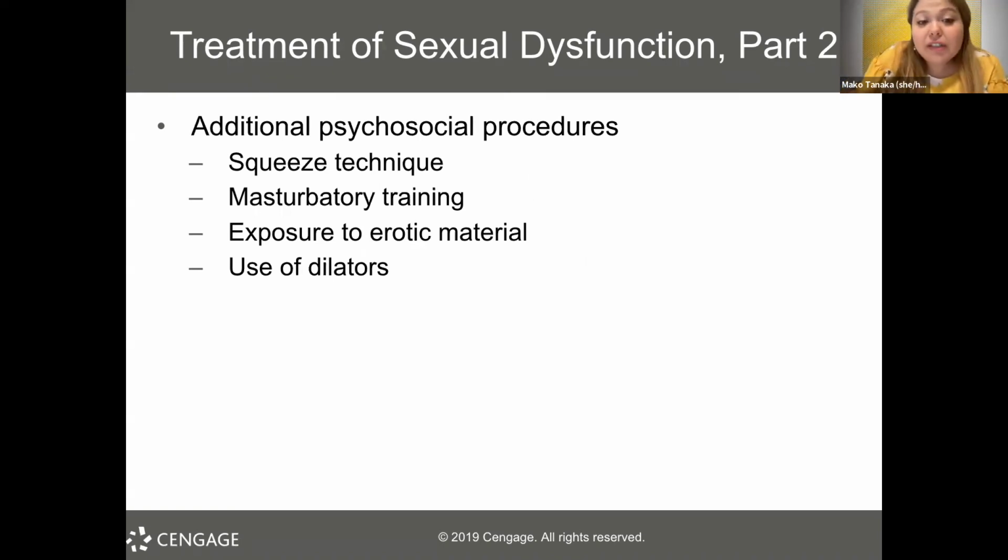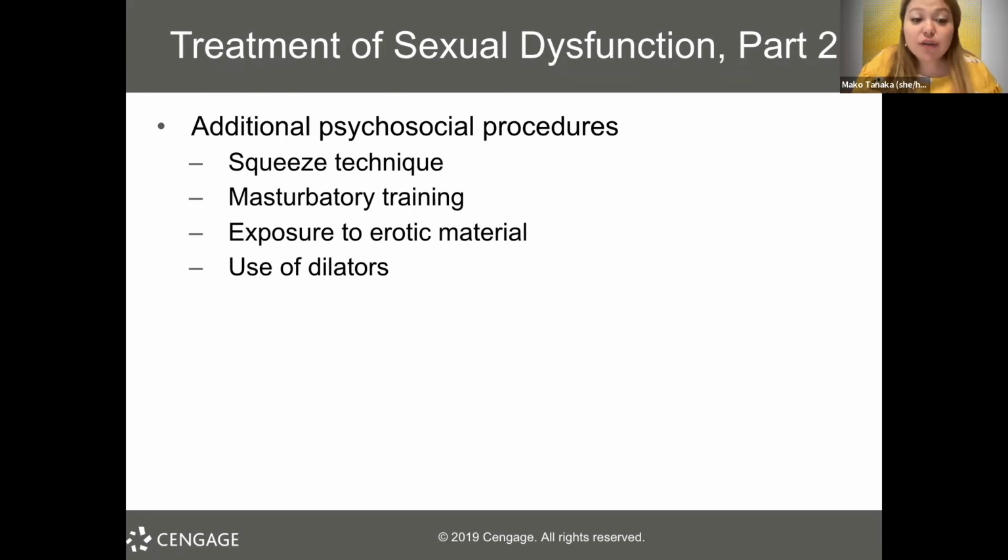So there are other sex therapy treatments that have been developed. One is the squeeze technique for premature ejaculation. And this is when a penis is stimulated nearly to a full erection, but then it's sort of squeezed at the top to reduce sexual arousal. And this process is repeated and repeated over and over again to help a man develop a sense of control over arousal and ejaculation.